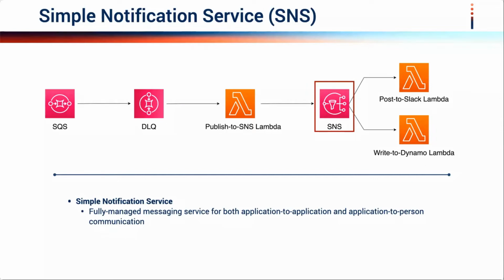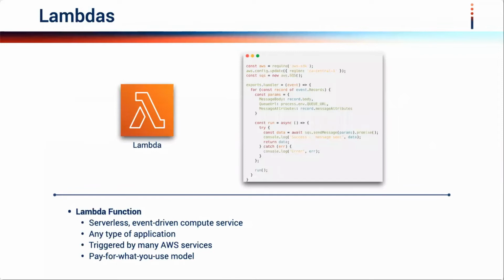The SNS takes the message from the publish to SNS Lambda and passes a copy of it out to its subscribers. During deployment, Kuri creates an SNS topic and adds two subscribers, the post to Slack and the write to Dynamo Lambdas. Between the DLQ and the SNS topic, we have the publish to SNS Lambda.